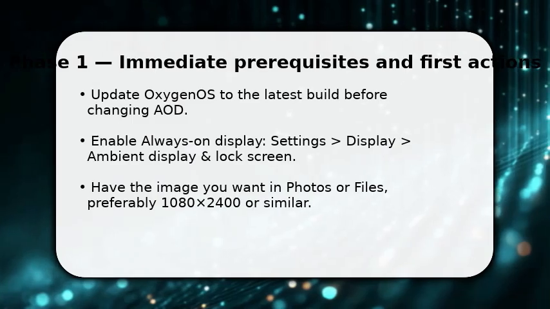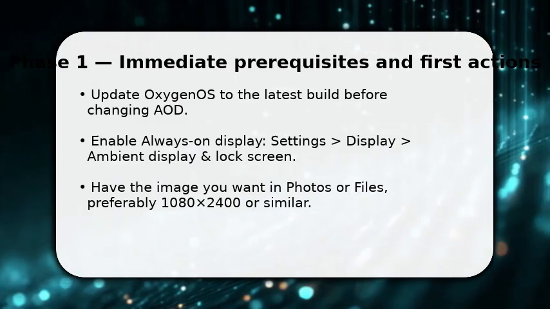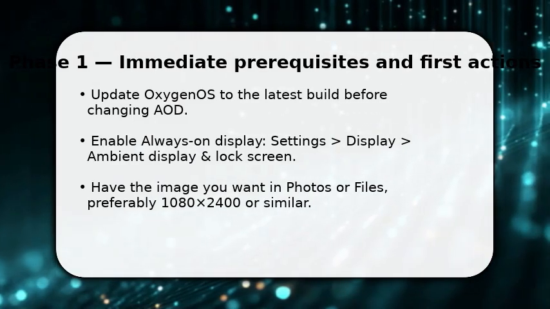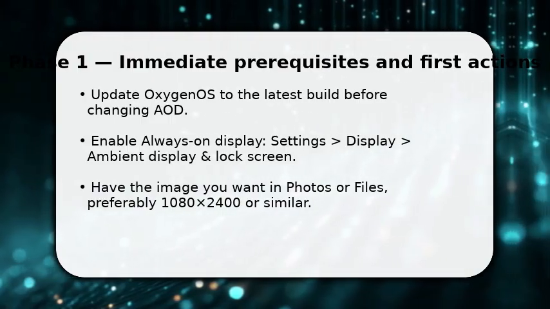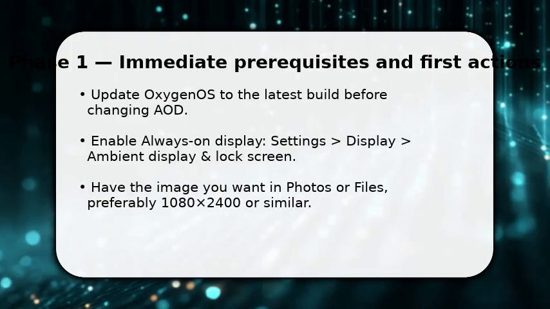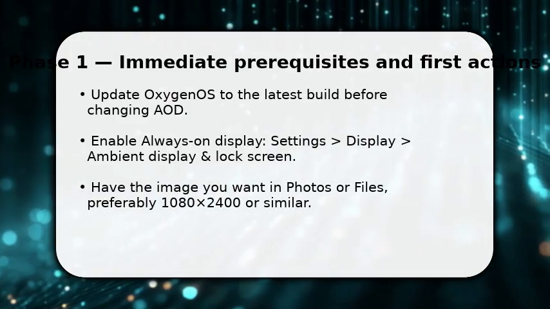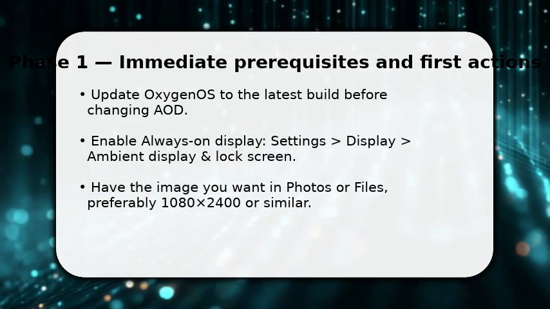Enjoy the video. You start by making sure your OnePlus is up to date and always-on display is enabled. That matters because old builds block custom images. Once done, open Settings, go to Display, then Ambient Display and lock screen to toggle always-on display on.